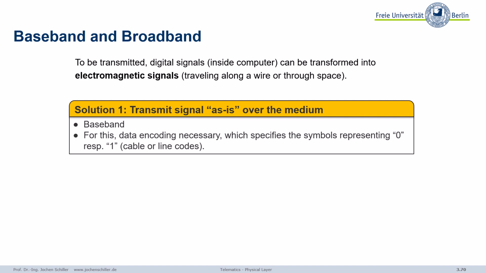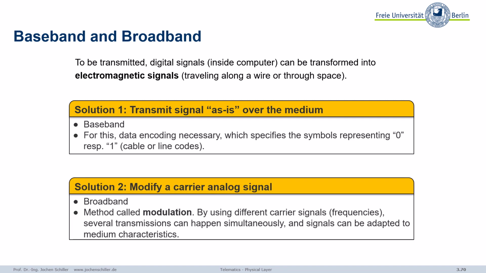So that was our line codes. But for the second solution, we have to do something. We have to modify a so-called carrier. That's our carrier analog signal. And this modification of a carrier depending on a digital signal, in the end our data, that's called modulation. And we can do this in many different ways.